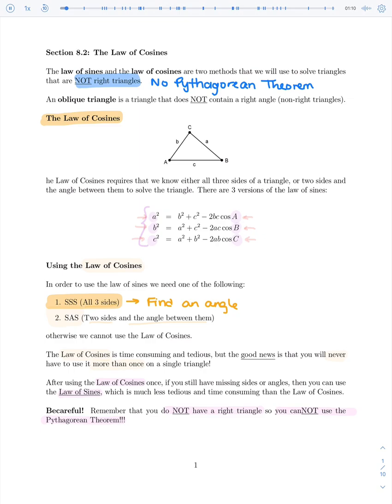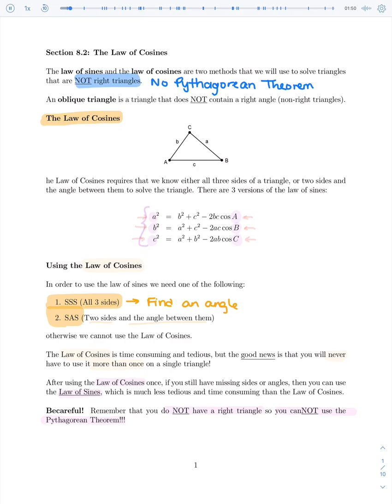Or you could have a side angle side, which literally means that we have two sides and the angle in between them. The law of sines required that we had either two angles and a side that matched up with one of the angles, or two sides and one angle that matched up with one of the two sides you have. This is the reverse. You have two sides and the angle in between them, so the angle doesn't match up with either of the two sides you have.